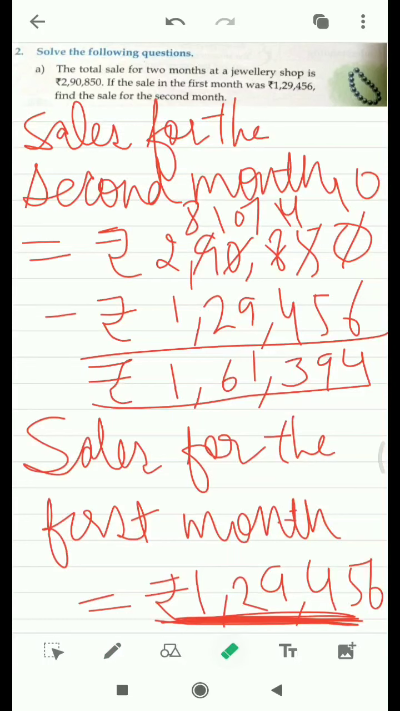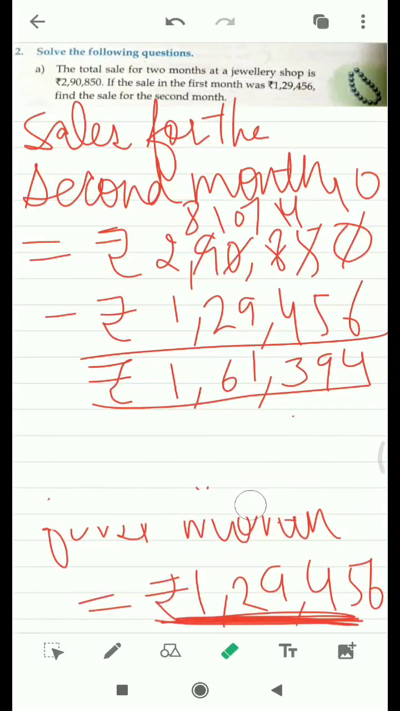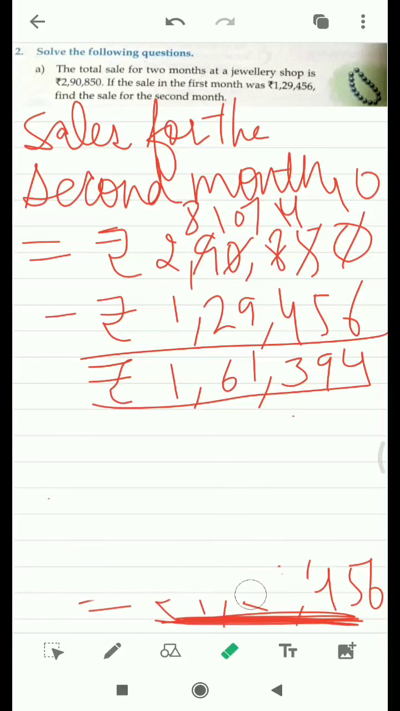Right? So now we're going to write a conclusive sentence. We're going to conclude this with a sentence.